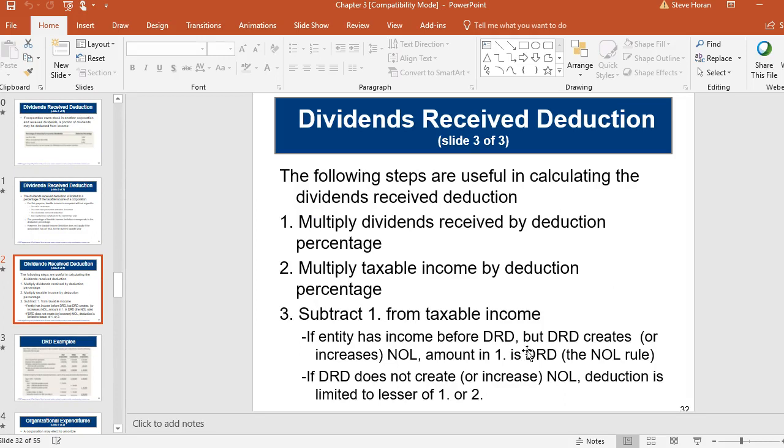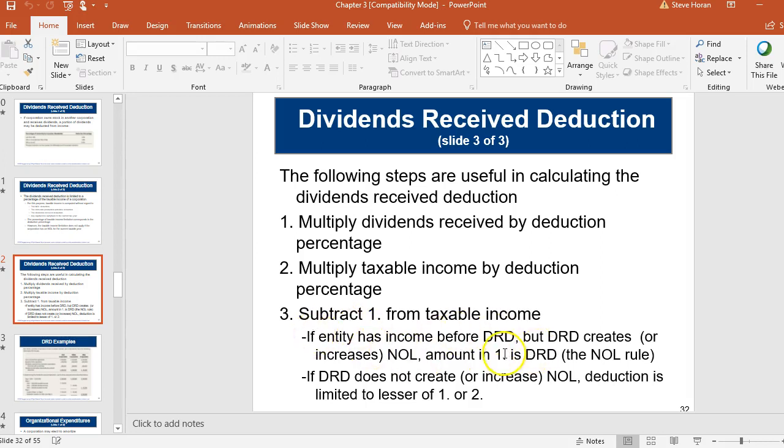So this is how you do it. And again, this is explained really well on page 14. There's a good chart there, and the next slide is the same chart. The following steps are useful in calculating dividends received. Multiply dividends received by deduction percent. Multiply taxable income by deduction percent. Subtract 1 from 2. And then subtract 1 from taxable income, I should say. And then we're looking for this.